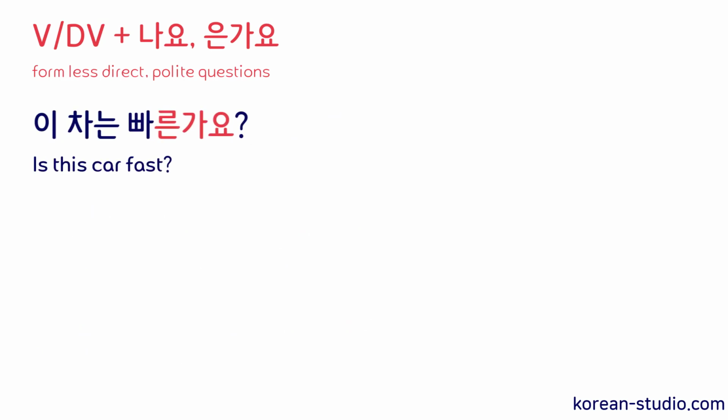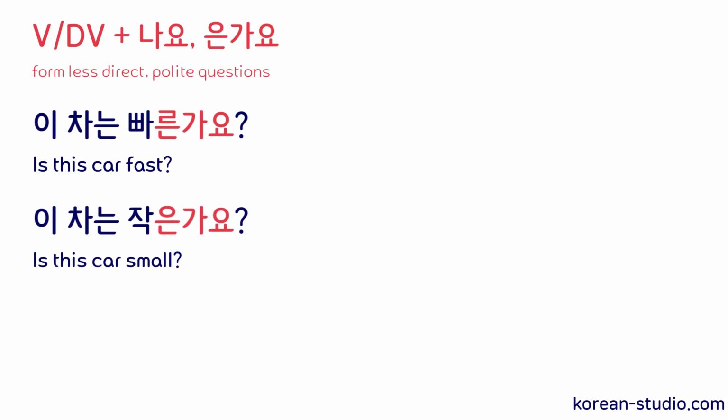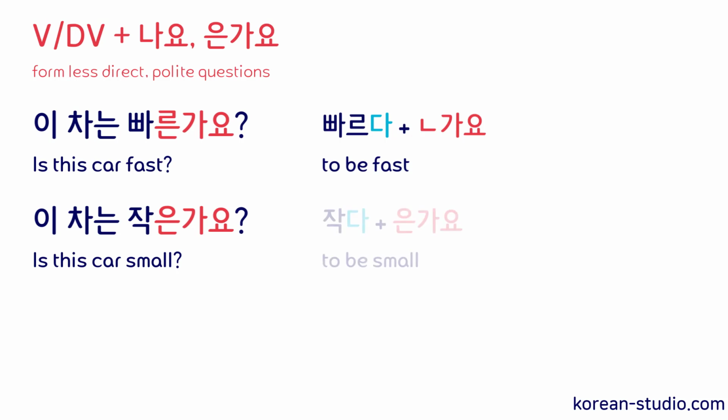So to ask, is this car fast? We can ask, 이 차는 빠른가요? And to ask, is this car small? We can ask, 이 차는 작은가요? In the first statement, we add ㄴ가요 to 빠르다 to be fast because the stem doesn't end in 받침. So we have 빠른가요. However, if the descriptive verb stem ends in 받침, we add 은가요. So 작다 to be small becomes 작은가요.